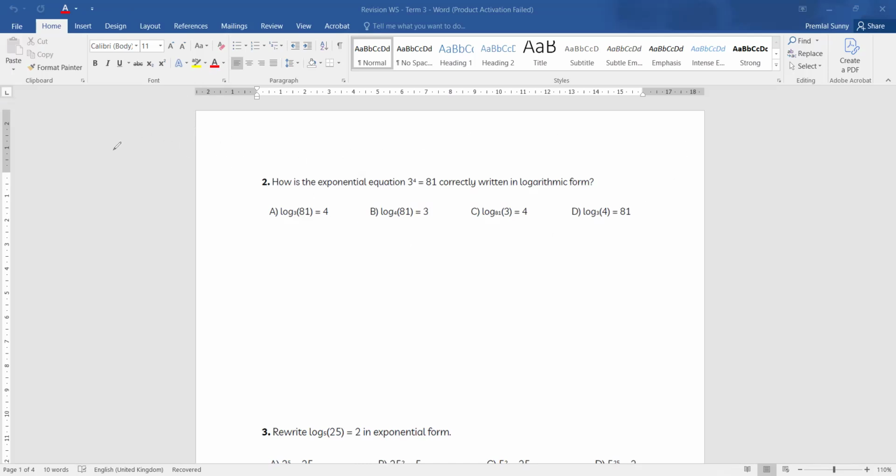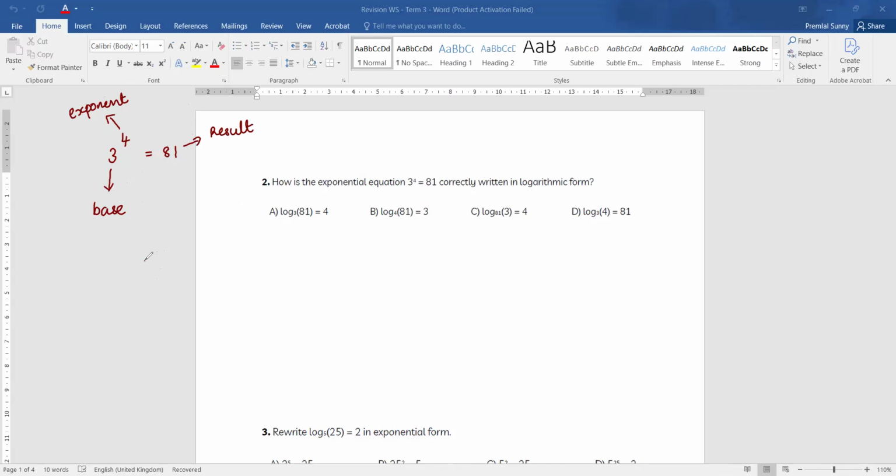So first let's write 3 to the power of 4 equals 81. Now this is an exponential equation, and here this 3 is called the base, 4 is called the exponent, and 81 is called the result. So how do we convert this exponential equation to a logarithmic form?